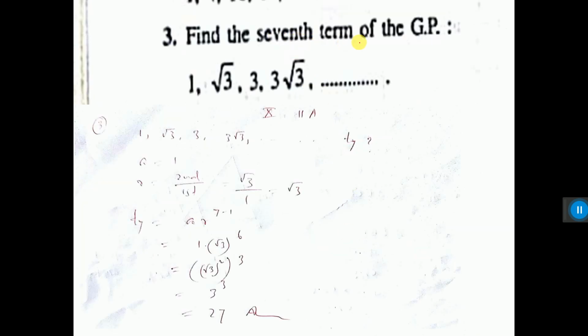Find the 7th term of the GP. First term a equal to 1, r equal to second by first, that is root 3 by 1, that is root over 3. 7th term T7, a into r to the power 7 minus 1, that is 6. If you take the square into 3, that is 6. Root and square cancel, 3 to the power 3, that is 27.